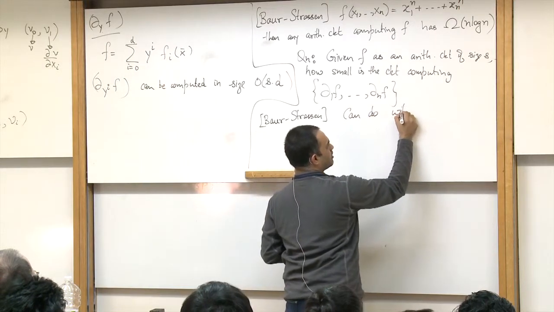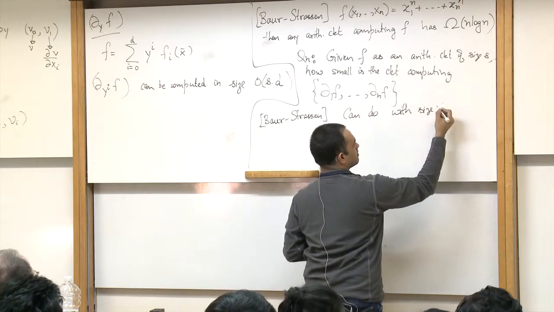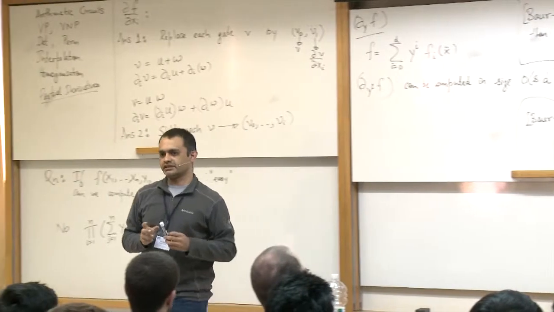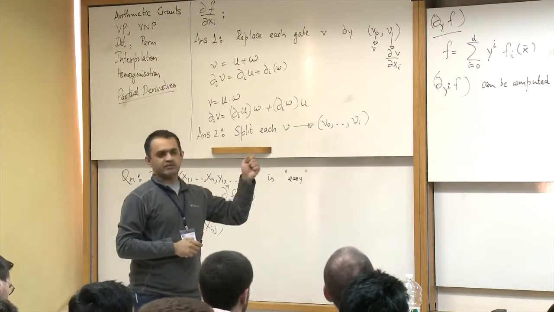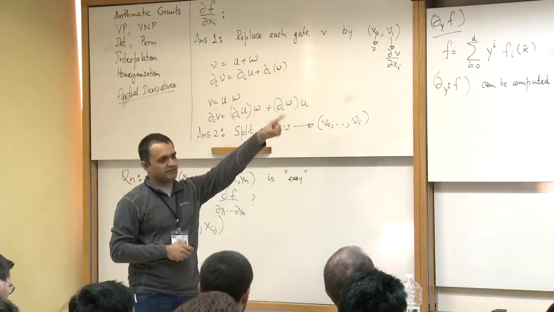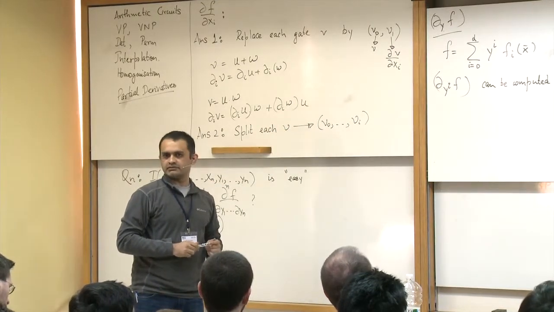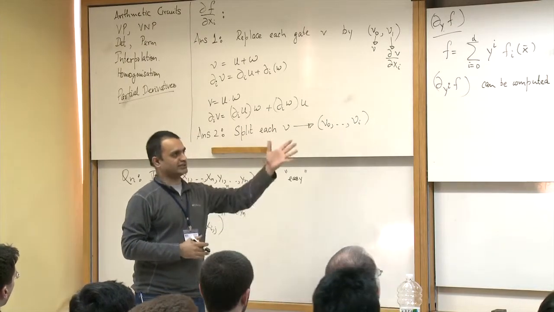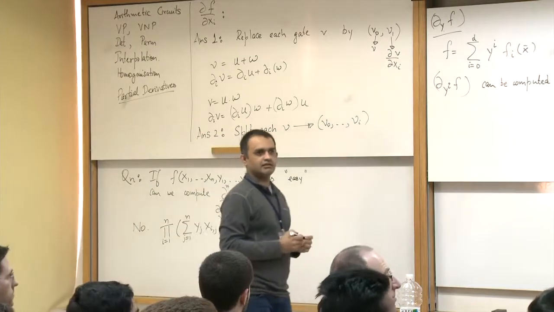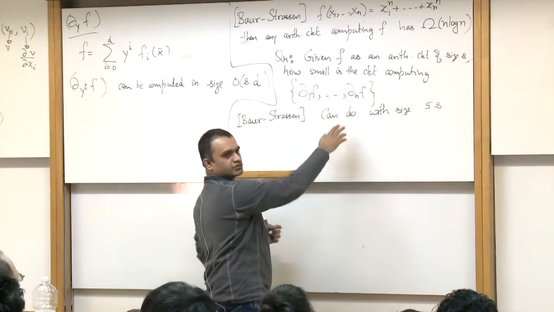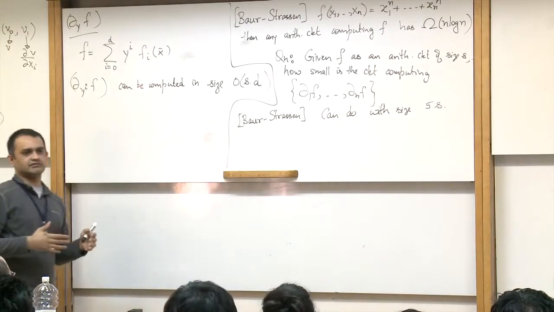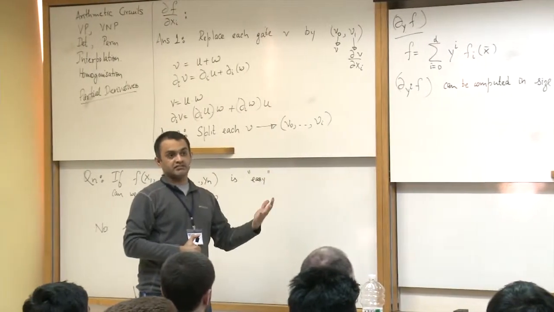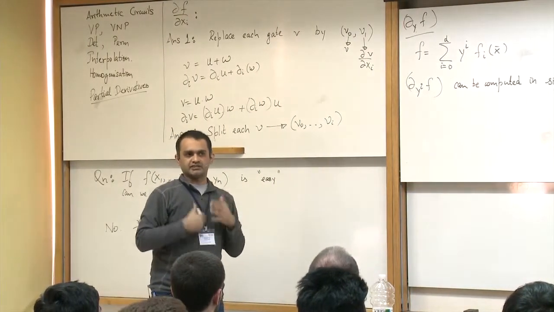Baur and Strassen showed that you can actually save in this. You can do it with size 5 times s, with just a constant factor increase, instead of n times s. And this will become very, very important for the Baur-Strassen lower bound that we'll see tomorrow. N times s would be the naive way of doing it, computing each separately. But Baur and Strassen say that with just a constant factor blow up, you can compute all n partial derivatives together.